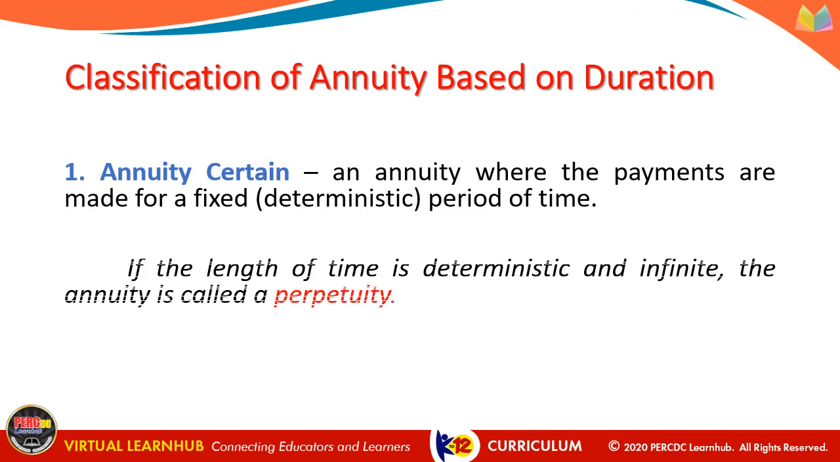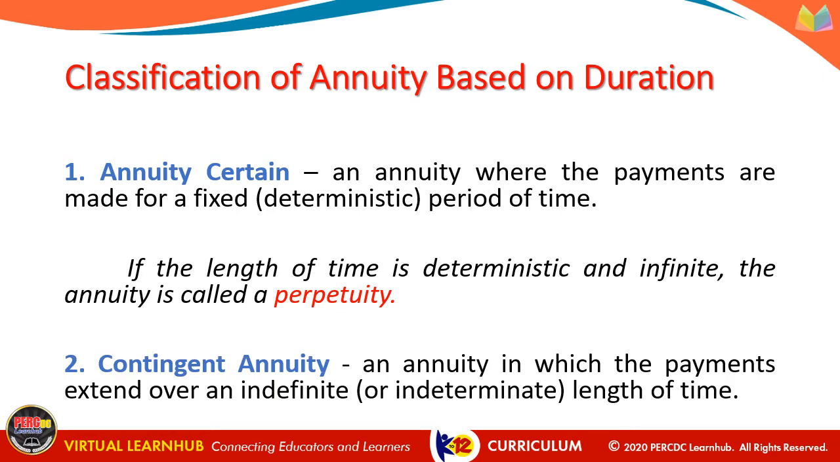If the length of time is deterministic and infinite, the annuity is called a perpetuity. Perpetuity is a special case of annuity certain which continues forever and is equal to infinite. It is deterministic. It's just that we know that it lasts forever. That's perpetuity, a special case of annuity certain.